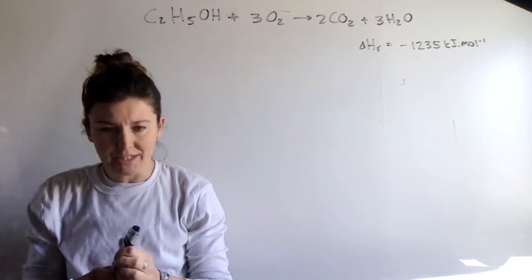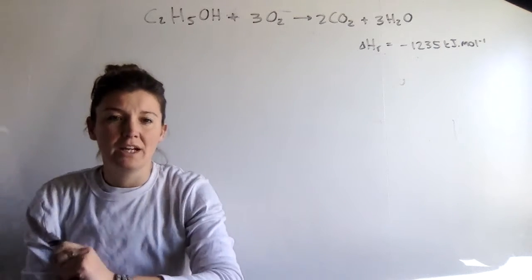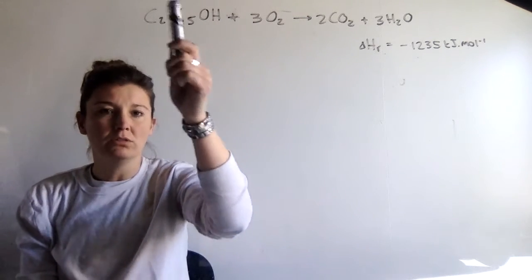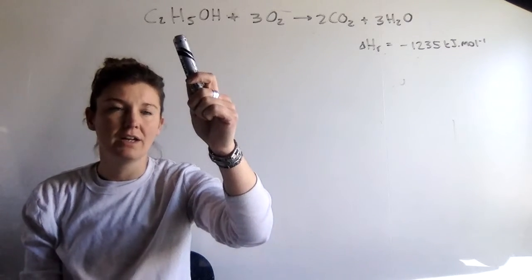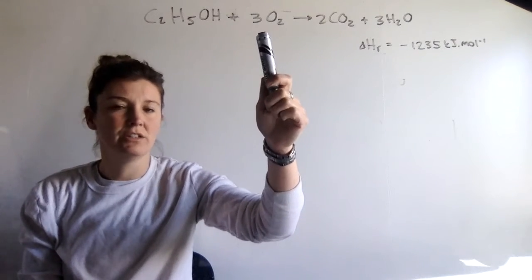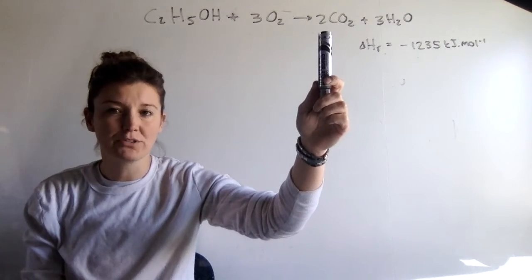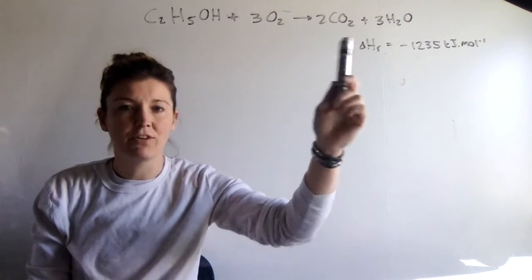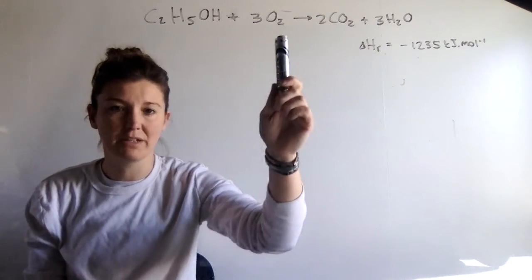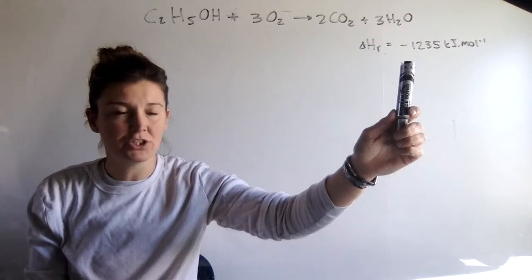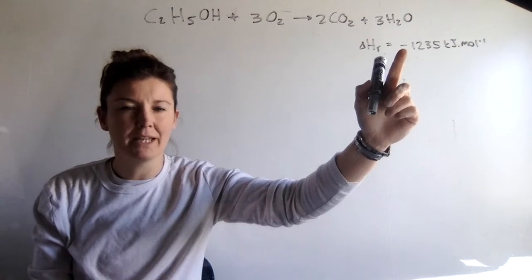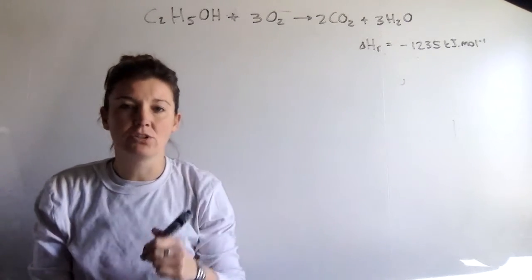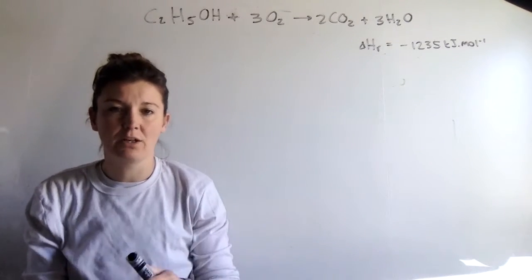What does this equation tell us? First of all, it gives you the recipe of ratios. So we know that 1 mole of ethanol and 3 moles of oxygen react to form 2 moles of carbon dioxide and 3 moles of water. And when we follow exactly this recipe and this amount of ratio, this amount of energy will be released. Remember, negative means an exothermic reaction.